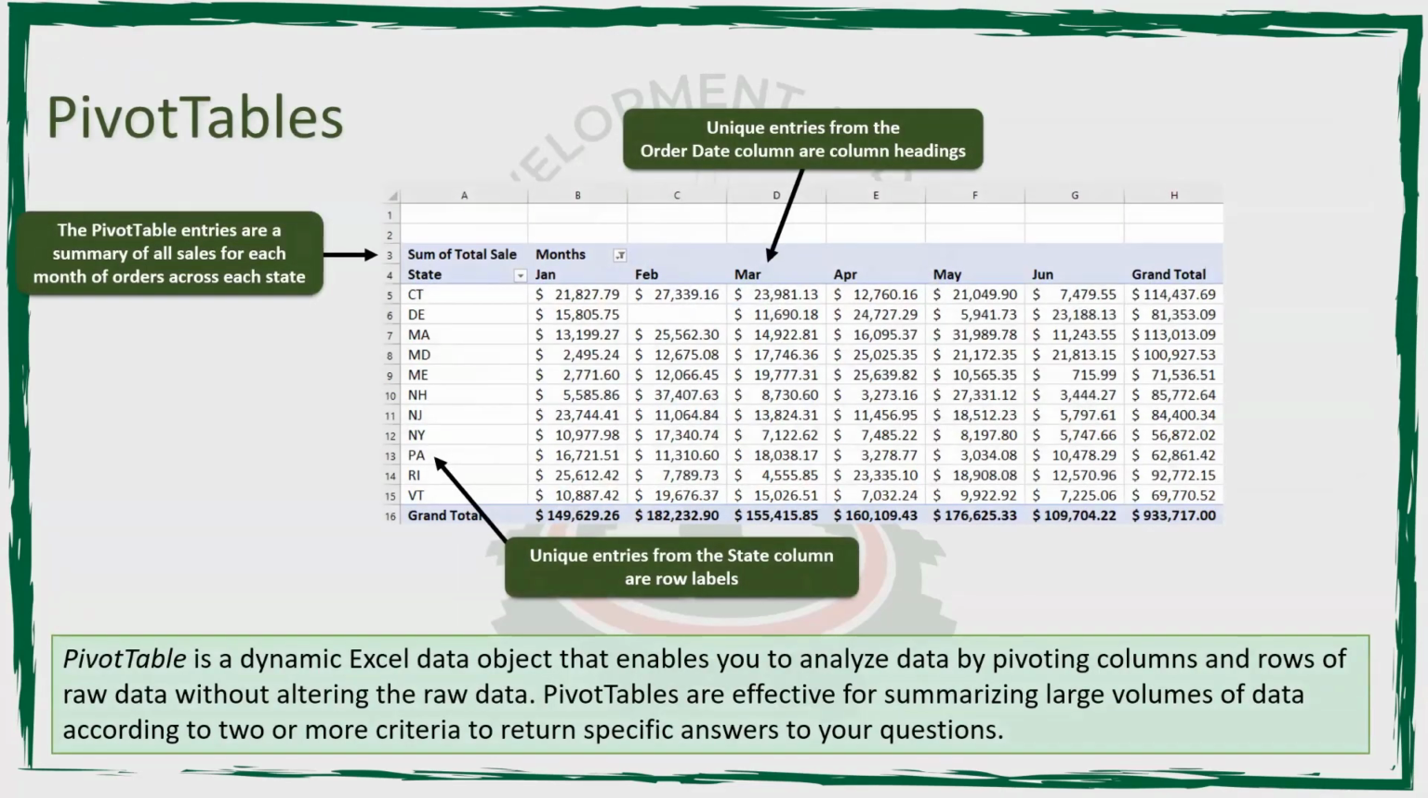Pivot tables. A pivot table is a dynamic Excel data object that enables you to analyze data by pivoting columns and rows of raw data without altering the raw data. Pivot tables are effective for summarizing large volumes of data according to 2 or more criteria to return specific answers to your questions. Pivot tables combine some of the most powerful and useful types of Excel functionality, such as sorting, filtering, summary functions, and subtotals, to give you an incredible level of control over how you view your data.